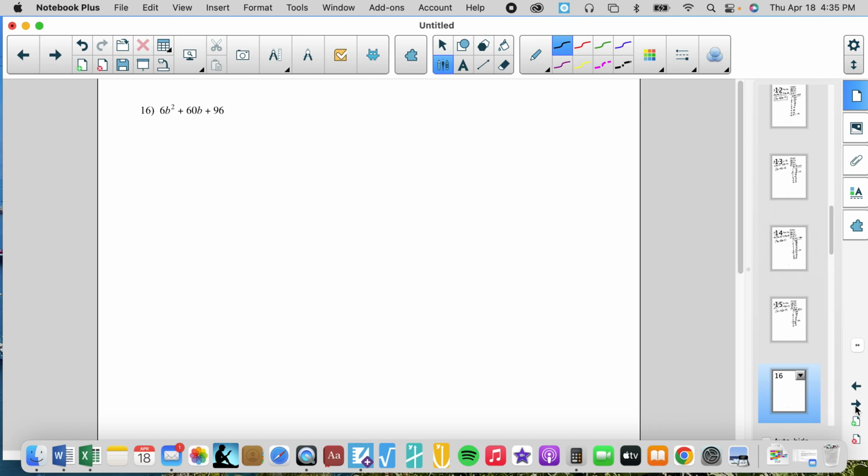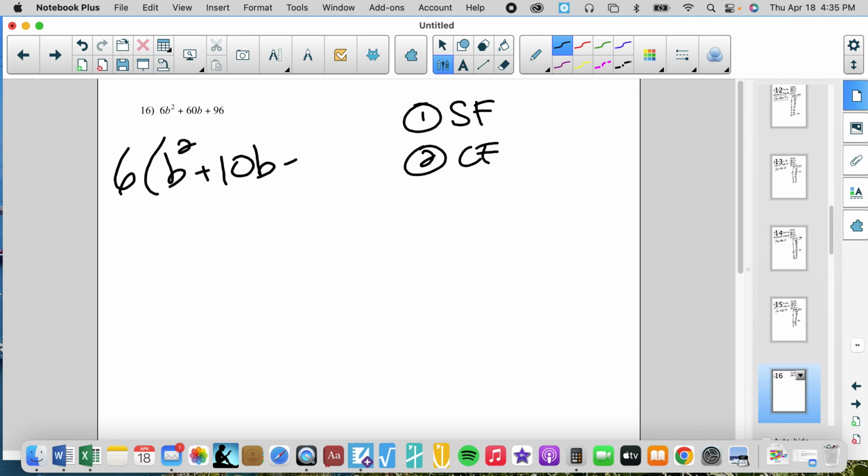Hey, look what we can do! Standard form. Number 2, common factor. Yes, we finally have a common factor. Yay! We can factor out a 6. That leaves us with b squared plus 10b plus 16. Yeah, 16. Now we continue on.